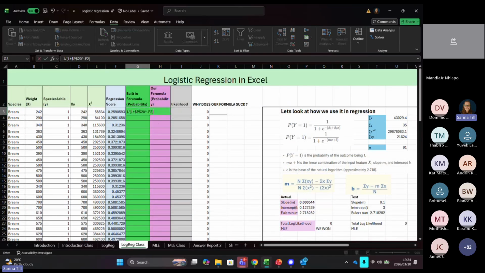Okay, so here is our formula. Let's do it correctly. It is 1 divided by 1 plus Euler's number, so let's do our equal sign here and fix this up. There is our Euler's number, to the power of negative our regression score. And that will give us our probability. And then we can go do that.